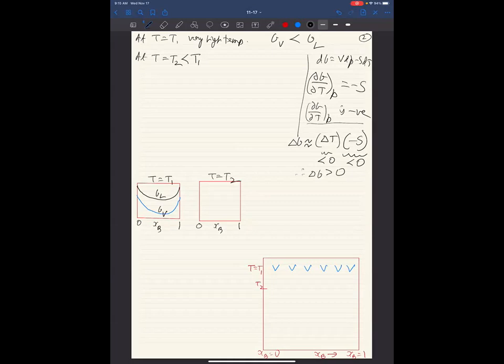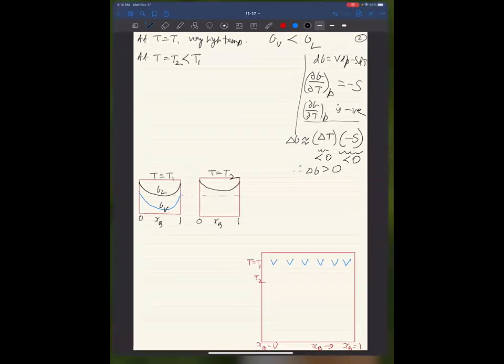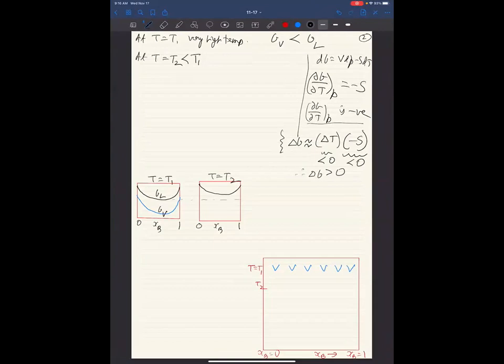So this G liquid will look something like this. It moved up just a tiny bit. But the question is, which one will move up more? Can we explain that on the basis of this equation? We can, right? For the same delta T, the magnitude of minus S is more for the vapor than for the liquid. Therefore, the vapor curve will move up more. So delta G vapor is going to be more than delta G liquid, okay?